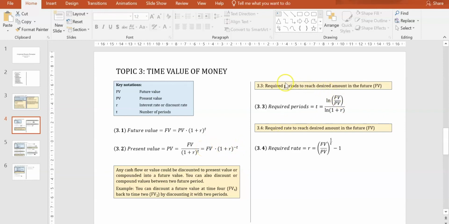Then we have two special formulas. That's where I have isolated t, the required periods to reach a future value based on the present value and a discount rate. And down here we have the required rate based on the future value and the present value to the power of 1 over t, minus 1. These two formulas are not seen that often in exams, but it's a small thing that teachers like to do to see if you can actually isolate a term in the formulas.